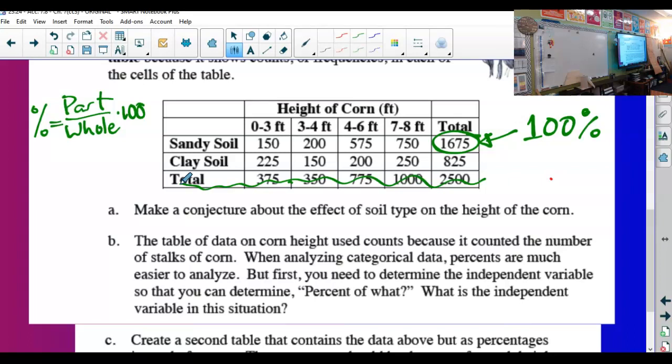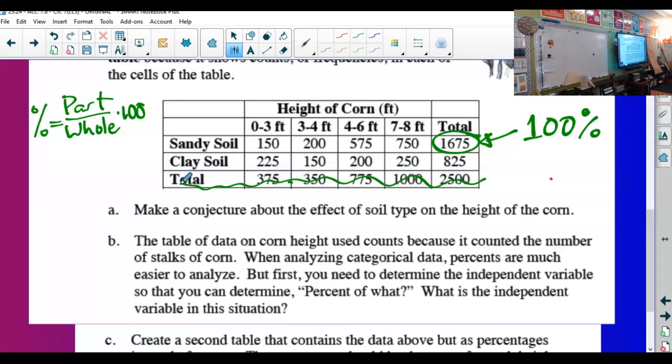We're going to redo this table in percentages. I would not erase, I would just draw a new table. Then I want you to be able to tell me which soil you think we should use. So I should see new tables being drawn. And guys, you can abbreviate sandy soil as SS and clay soil as CS.